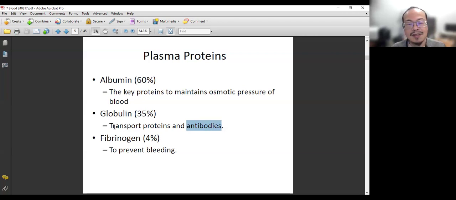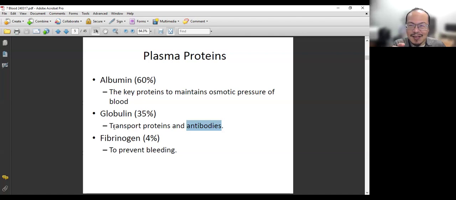It also serves some other globulin, not the immunoglobulin. Some other globulins also serve as transport proteins. Why do we need transport proteins? Because a lot of these components in the blood, we need to transport them. We do transport oxygen, but oxygen is not one of the plasma proteins though.